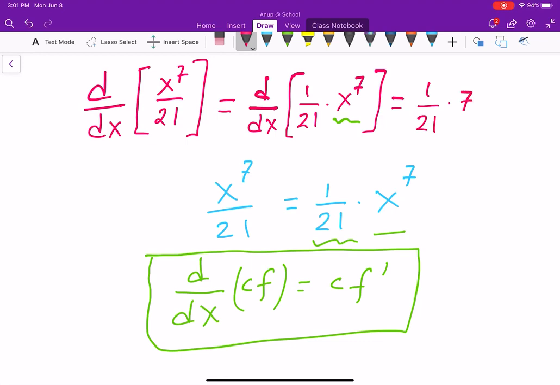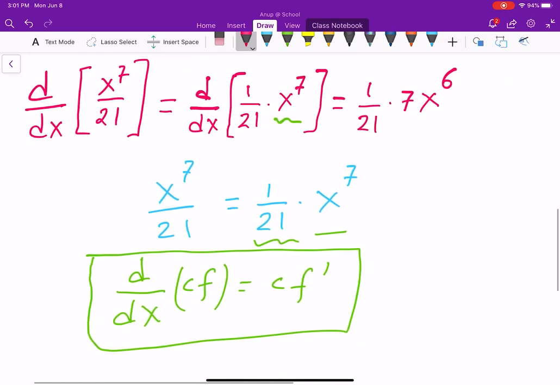So the derivative of x to the power 7 is: bring the power down, write down the x as it is, and subtract the power by 1. So 7 minus 1 will be 6. So this is the derivative of x to the power 7.